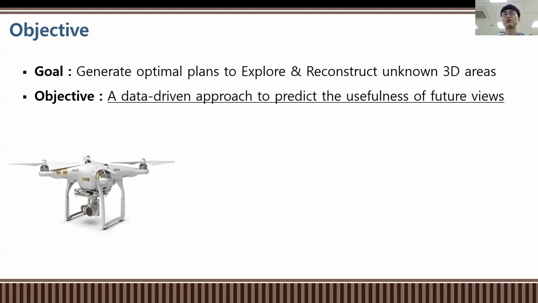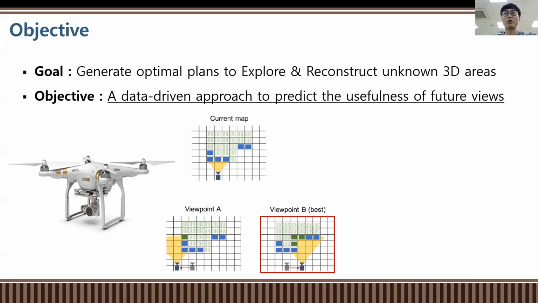This is a camera-equipped drone that is often used to explore large scenes and reconstruct detailed 3D maps. For this type of robot to efficiently explore unknown areas, it is crucial that the robot can predict how useful the next viewpoints are when it comes to maximizing area coverage.